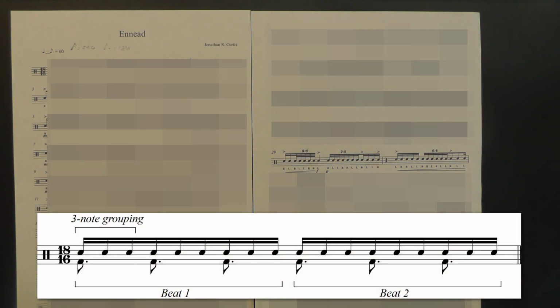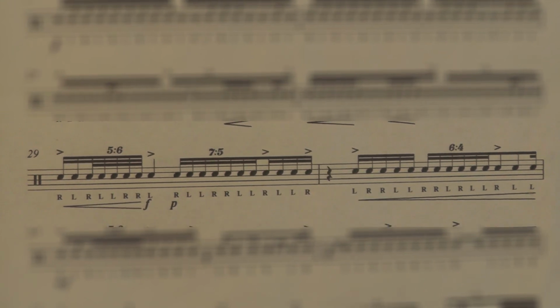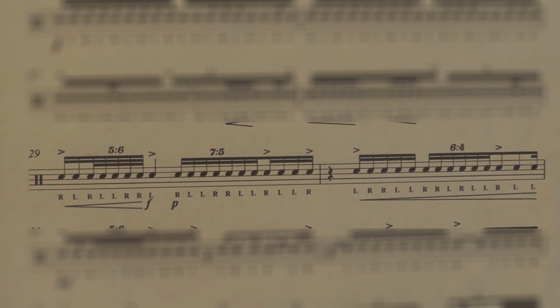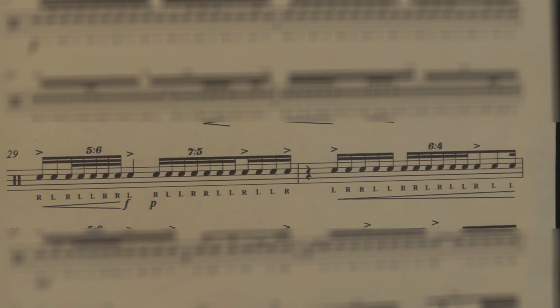Now that sounds scary until you realise that this is actually just a fancy way of saying there are 2 beats to the bar divided into groups of 9 16th notes. 1, 2, 3, 1, 2, 3, 1, 2, 3, 1, 2, 3, 1, 2, 3, 1, 2, 3. Bars 29 and 30, that means looking at bar 29, a 5 to 6 32nd note tuplet, a 7 to 5 16th note tuplet, and then at the end of the line a 6 to 4 16th note tuplet.